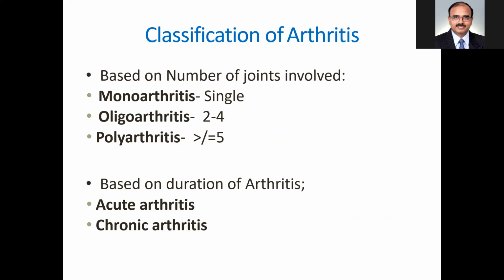Oligoarthritis is 2 to 4 joints involvement. Polyarthritis is 5 or more joints involvement.